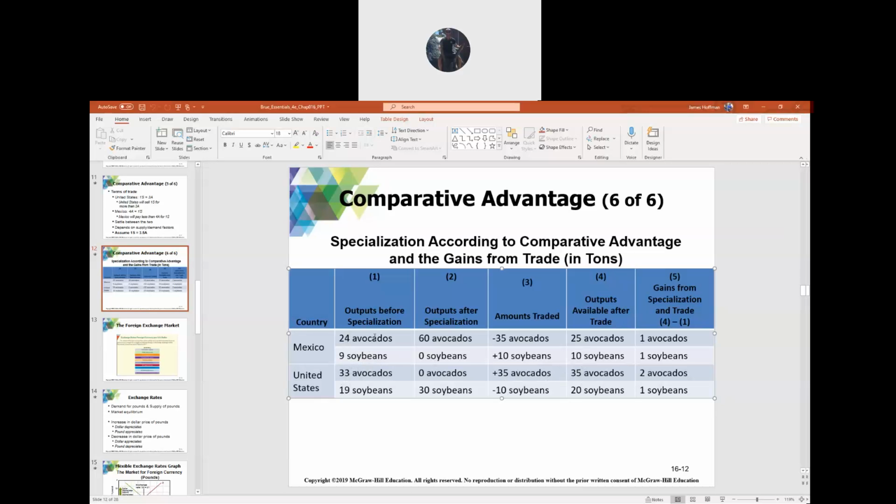Okay, so all we're doing, which is kind of a long process, is start with something, specialize, trade, find out what we got after trade, and then show the gains, if there are any, for the two countries. So basically what we showed is Mexico got a +1 avocados, a +1 soybeans, and the US got +2 avocados and +1 soybeans, all by just specializing in the one they were more efficient at, and then trading with the other country to get a better allocation.